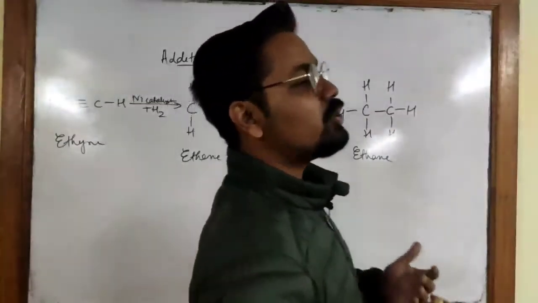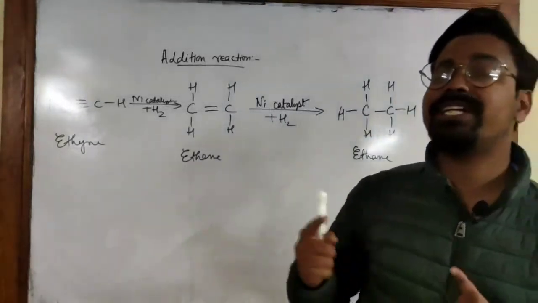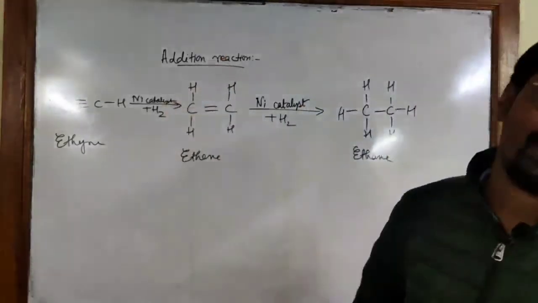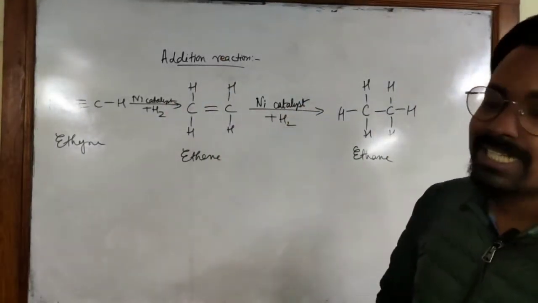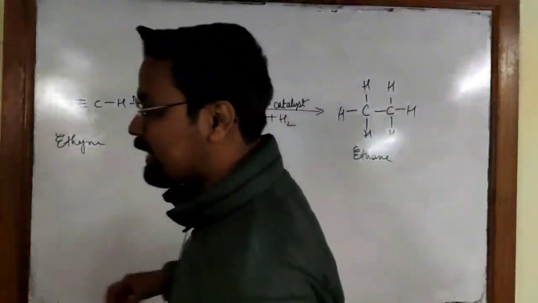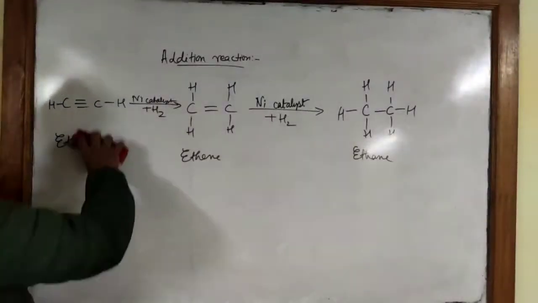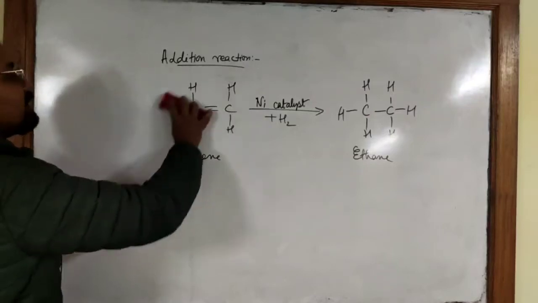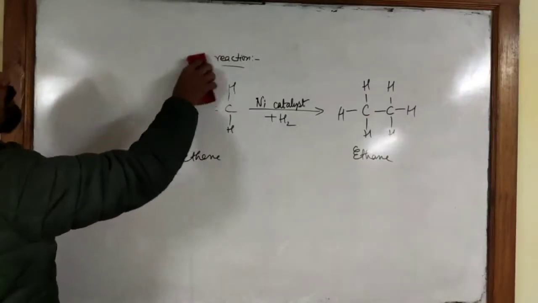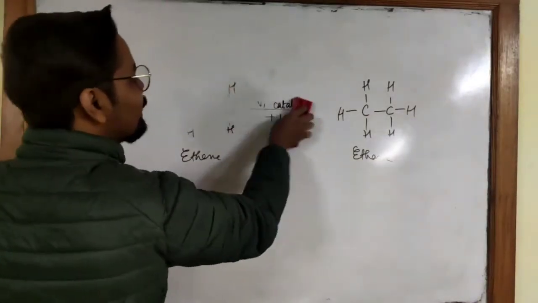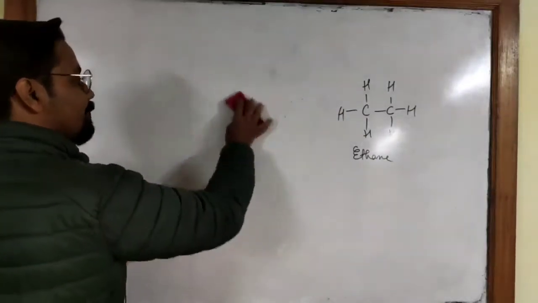So you can convert an unsaturated carbon compound into a saturated carbon compound with the help of an addition reaction, and the catalyst that we use is the nickel catalyst. Make sure you mention the catalyst, because it is an important part of the reaction. Otherwise the reaction will be too slow. So we need the catalyst to speed up the reaction.